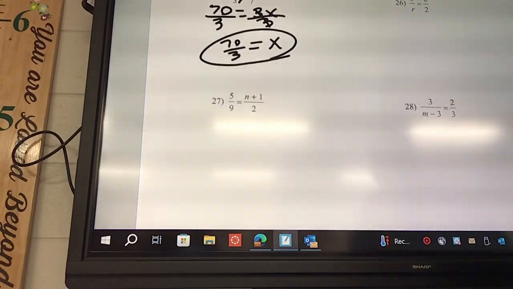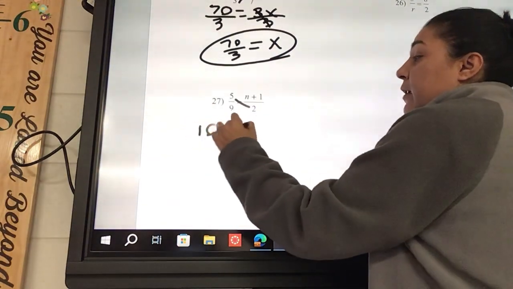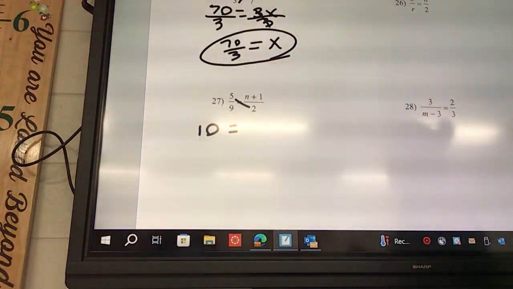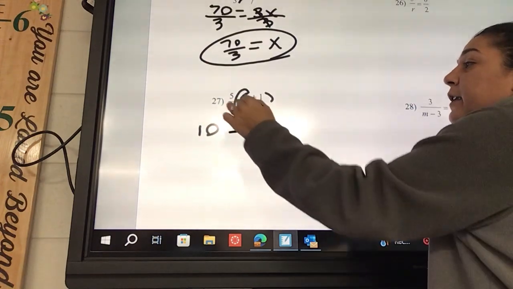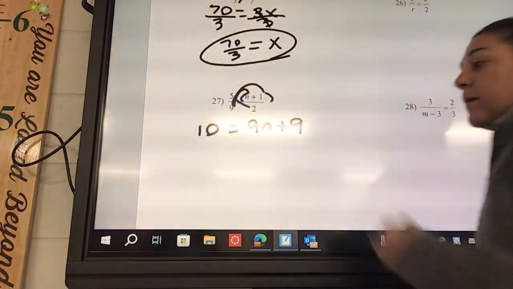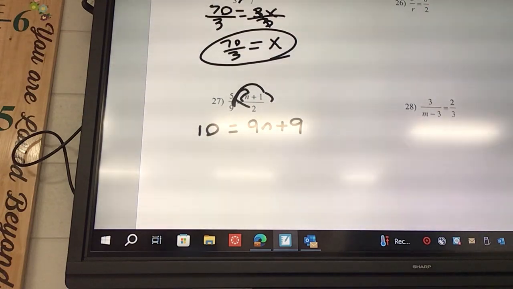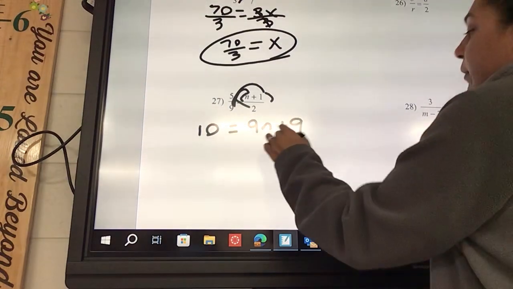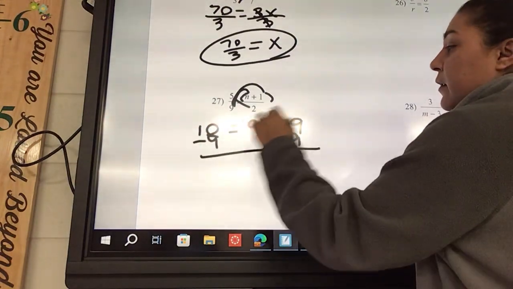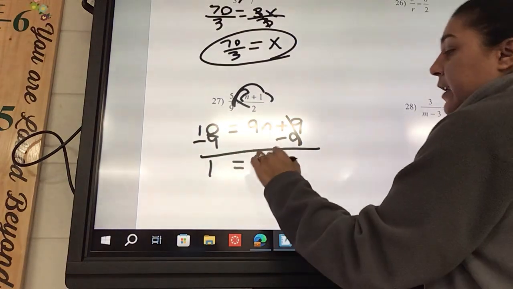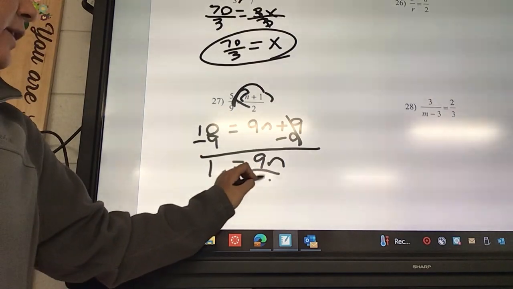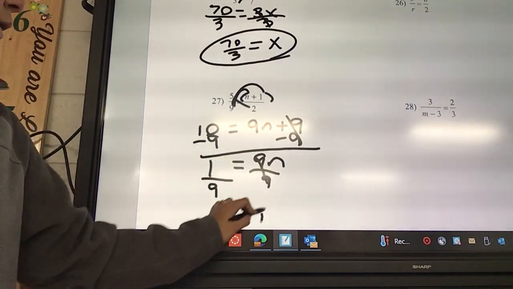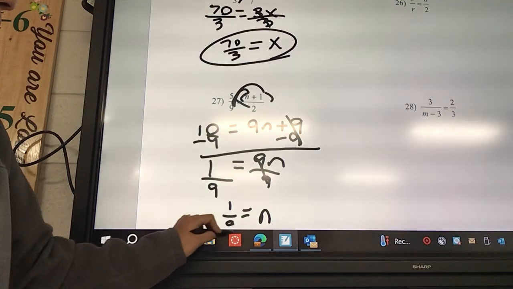Okay, 27, we got 5 times 2 is going to be 10. When we do the other side, it's really 9 times, you're distributing. So 9 times n is 9n, and 9 times 1 is 9. And then if we're looking at that, I'm solving for n, so I'm going to say minus 9 on both sides. Okay, so I'm going to get 1 equals 9n. And then I'm going to divide by 9. And so I get n equals 1 over 9.